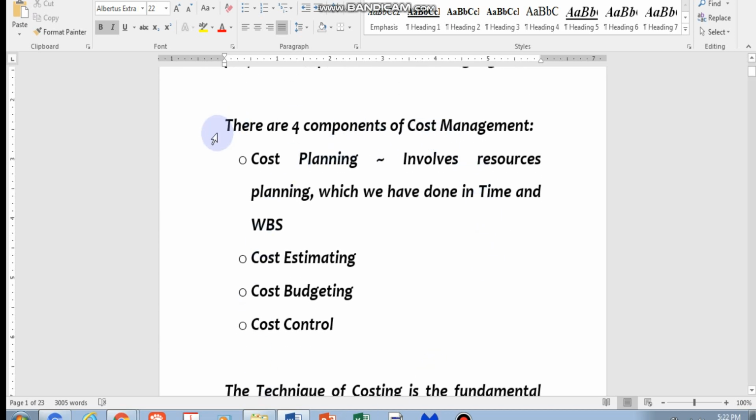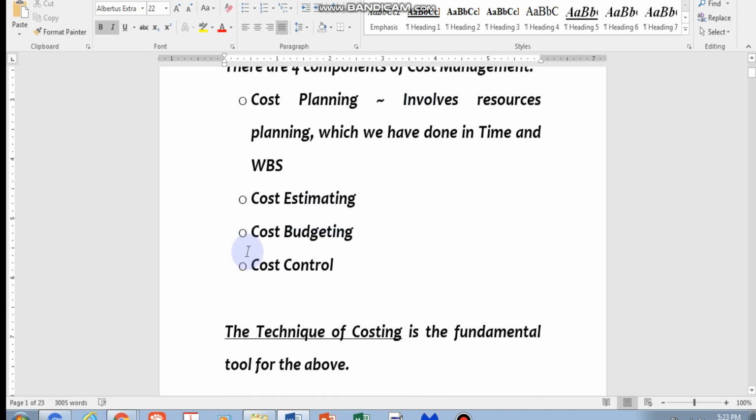Basically we have 4 components here. We will have the cost planning, which will involve whatever you've learned previously. In fact, for cost planning, whatever you've learned previously already takes out about 80% of the work that you need to do. And then cost estimating will be the part where you do costing work so that you can come up with the estimates. And when the estimates are approved by the client, it becomes a budget. And then finally you need to do cost control. Just like time control, you need to do cost control as well.